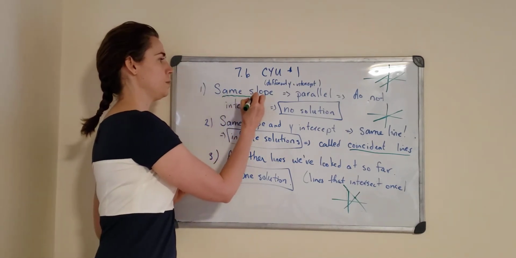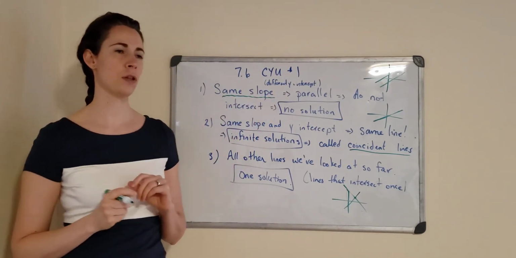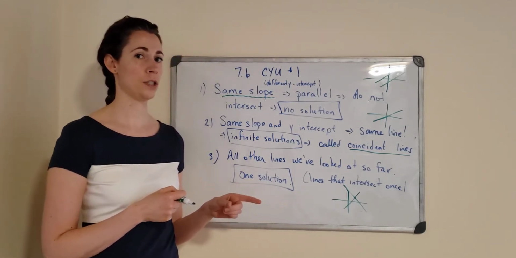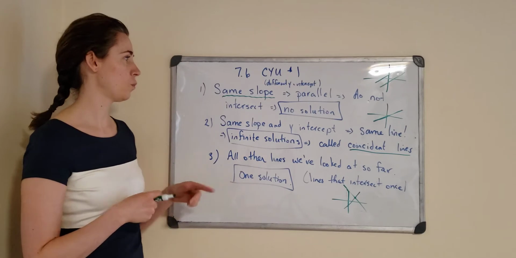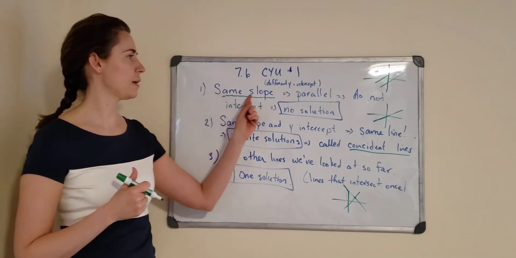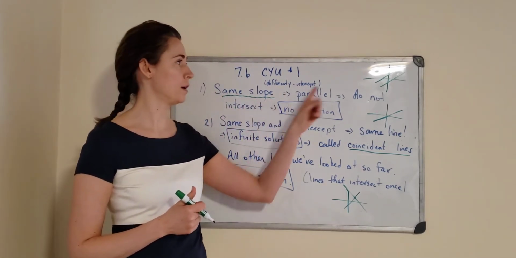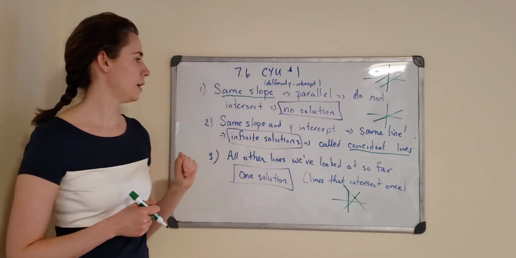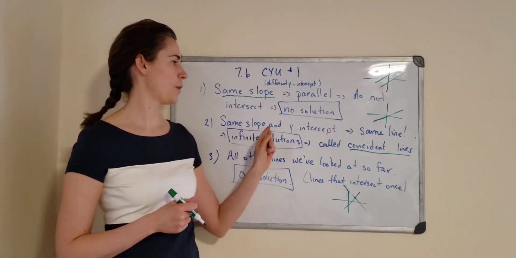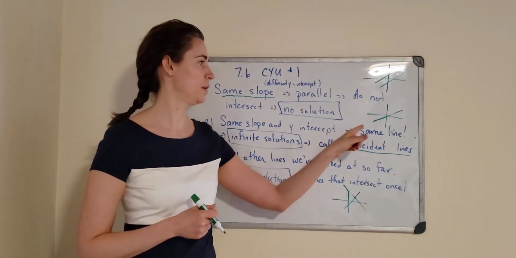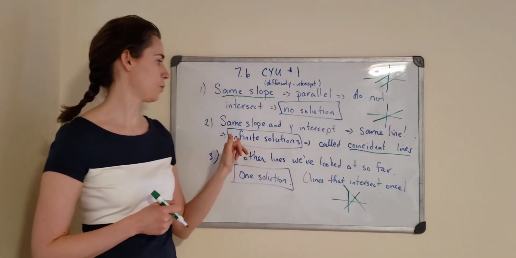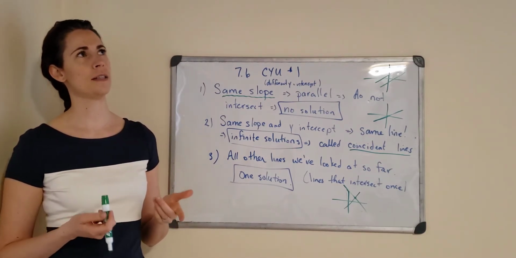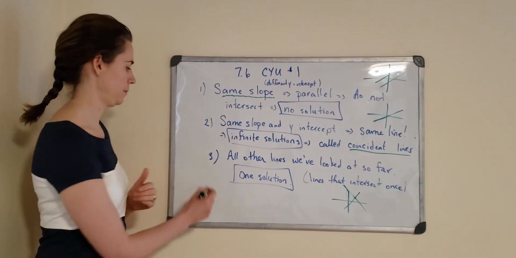So I guess the big things to look for would be the slopes. If they have the same slope, you are going to need to know if they have the same y-intercept or not to tell how many solutions. Why do I say that? If they have the same slope and different y-intercepts, like in this case, there's going to be no solution. If they have the same slope and the same y-intercept, you're going to be in this situation where there will be infinite solutions.